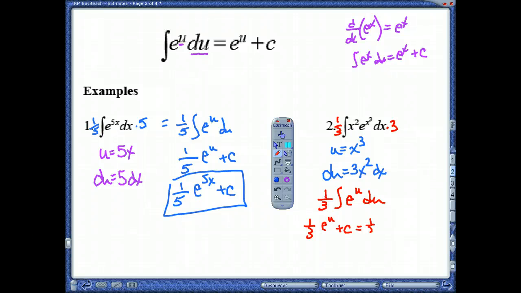Please never forget to substitute your u out of there. X to the third. Now that one's kind of hard to write because you have a power taken to power, so just make sure you make it nice, pretty, and high. So there's my final answer. Okay.